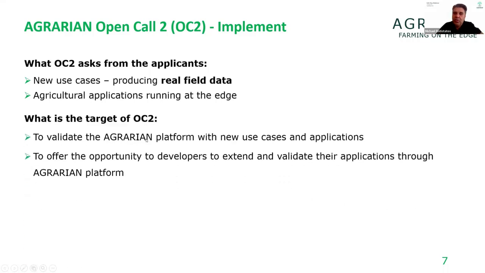And why are we doing this? What is the target of the second open call? The target of the second open call is to validate the Agrarian platform that we have developed with these new use cases and the new applications that you will bring, and vice versa. You will also have the opportunity to extend and validate your applications through our platform.